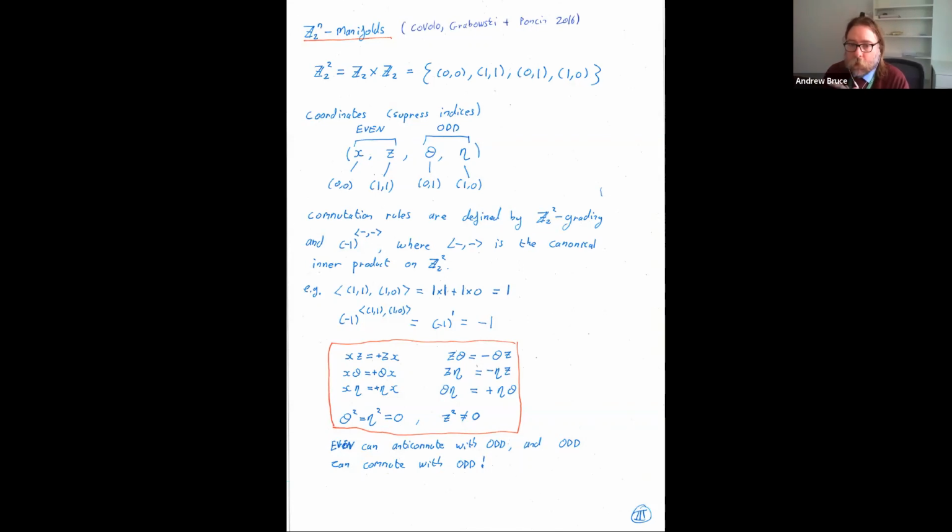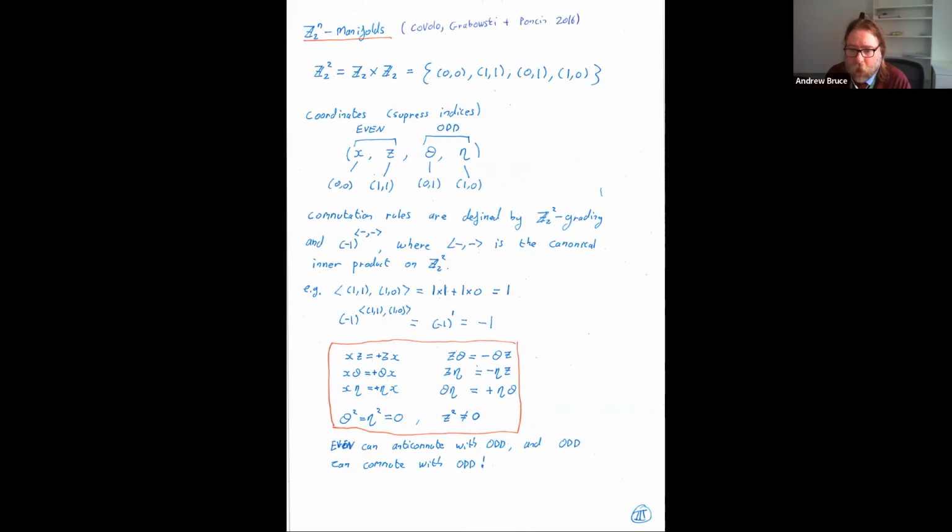So the commutation rules, how I interchange the order of these things, are defined by this Z2^2 grading, how I've attached these zeros and ones to each coordinate. And then I need to have a sign factor. I need to decide what happens. And we can use this (-1) to the power of this bracket, as I've written it. This bracket is the canonical inner product on Z2^2. What you should be thinking of with this inner product are things like the scalar product from high school.